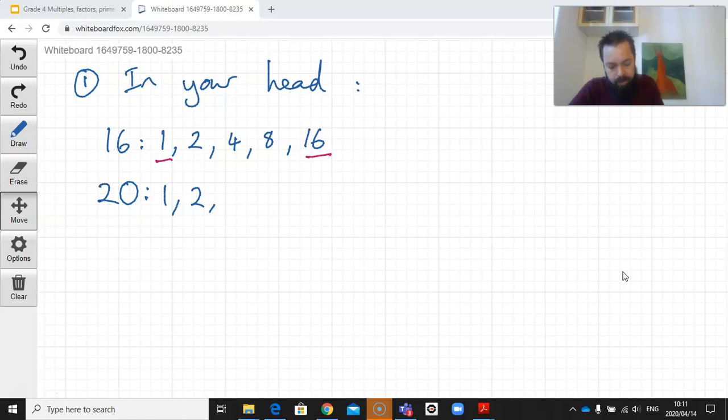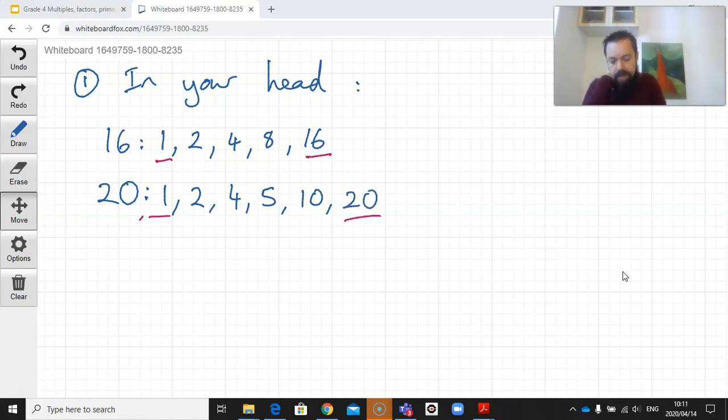3, 6, 9, 12, 3 doesn't fit in. 4, 8, 12, 16, 20. 4 fits in. 5 fits in. 6 doesn't. 7 doesn't. 8 doesn't. 9 doesn't. 10 does. 11, no, and the next one is 20.